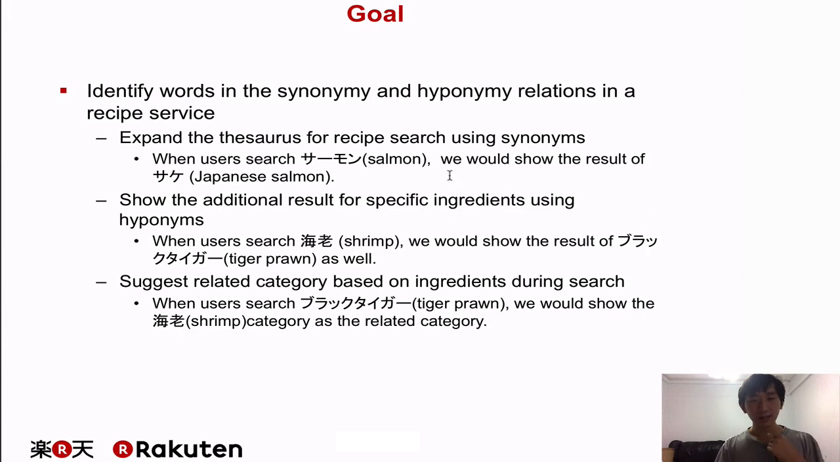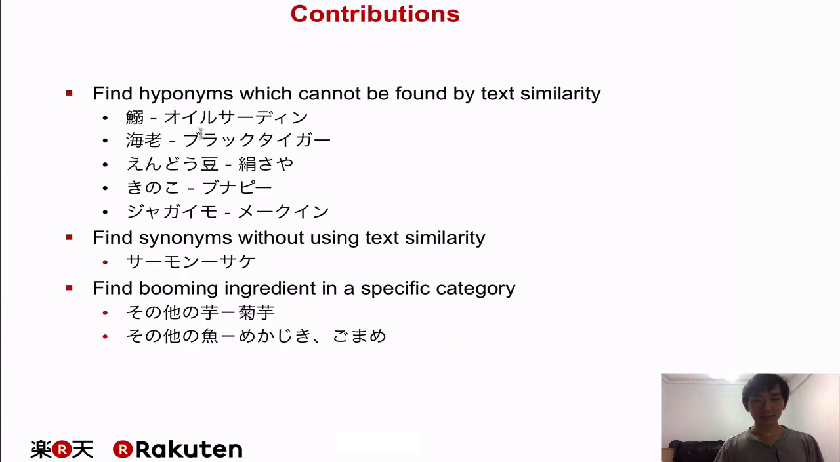And here's the goal. The first thing is of course synonyms. Salmon, Japanese salmon, same thing. Shrimp, tiger prawn. Shrimp and tiger prawns are not the same thing, but they are the same category of things. So you want to put them together. And the end result is what we mentioned before. When someone searches for tiger prawn, we'd like to return results for shrimps in a related category, in recommended things to check out. I can't read Japanese, so I can't help you here. But these are hyponyms, related things, synonyms, same things.